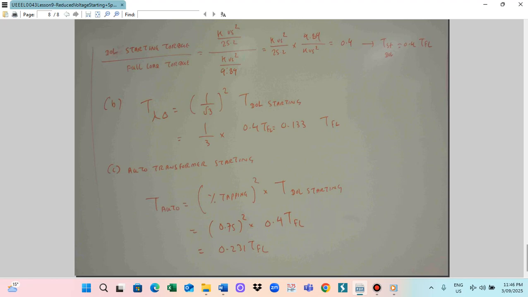And similarly, for the star-delta starting, 1 by 3 multiplies the direct online starting, and direct online starting is 0.4 of the full load torque. So you get 0.133 Tfl. So this is for the star-delta starting. And then we will see the auto transformer starting.